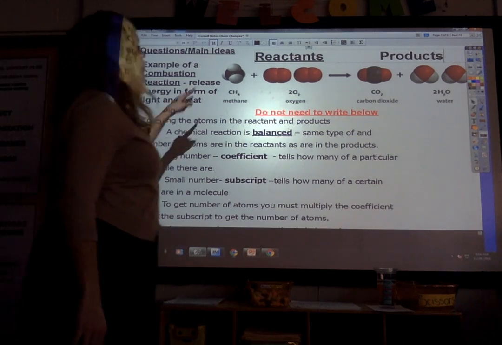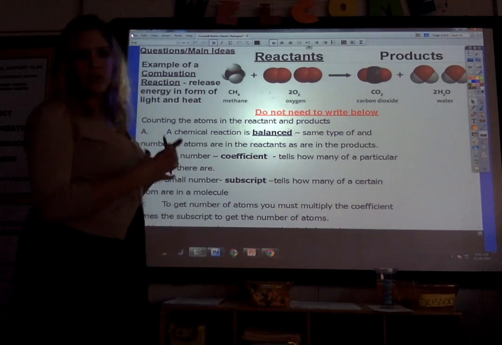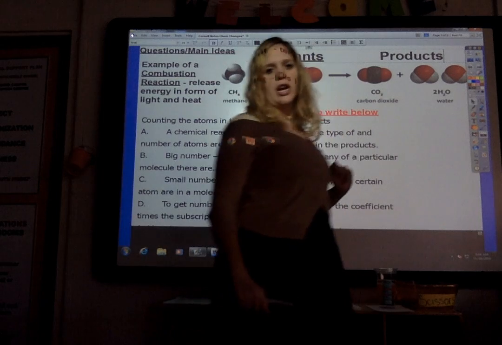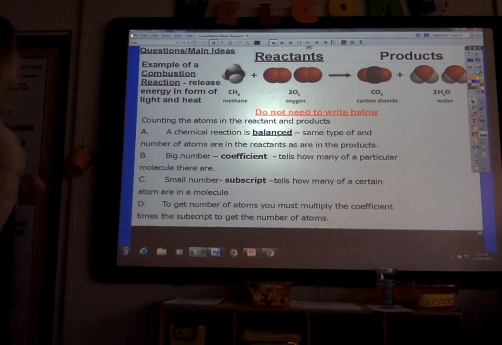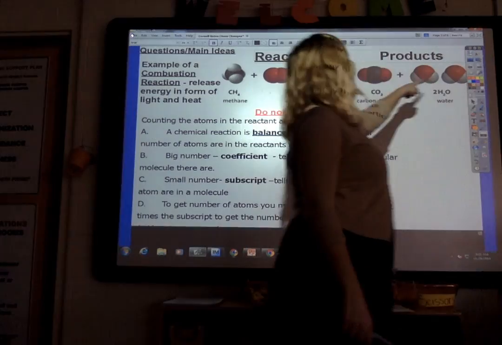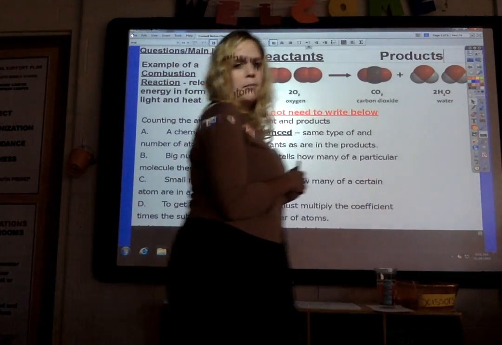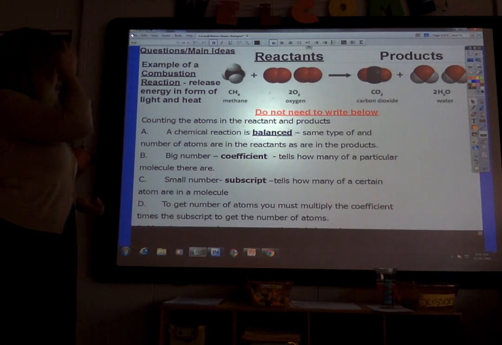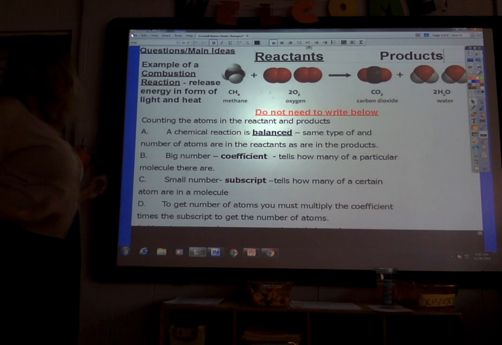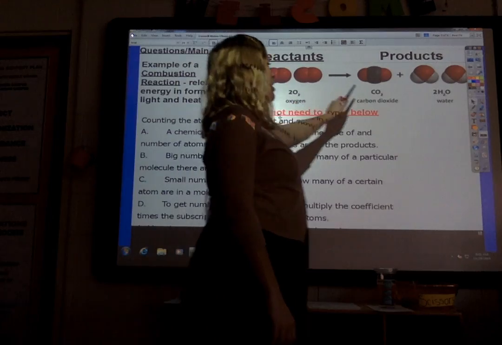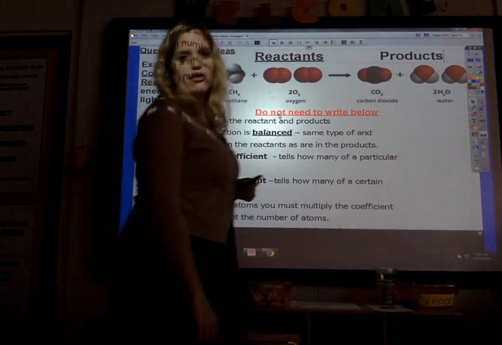The big numbers that you're seeing on your paper, like the big twos next to the oxygen in this case, and then the water over here, those are your coefficients. They tell you how many molecules there are. So we have 2 molecules of oxygen and 2 molecules of water. Okay? The small number we've talked about before, that's your subscript. That tells you how many of a certain atom you have in that molecule. 4 of hydrogen here, 2 of oxygen, 2 of oxygen here, 2 here of hydrogen. Okay?